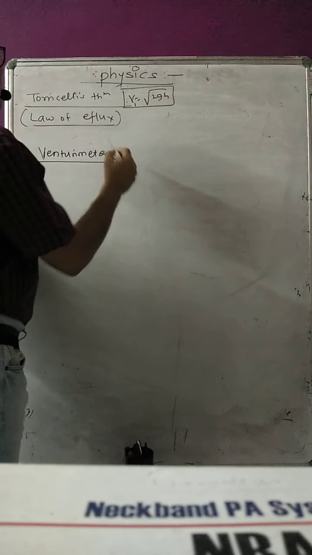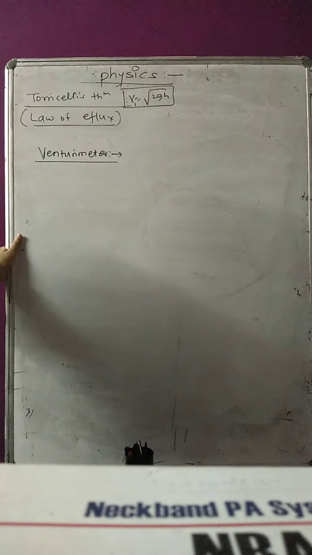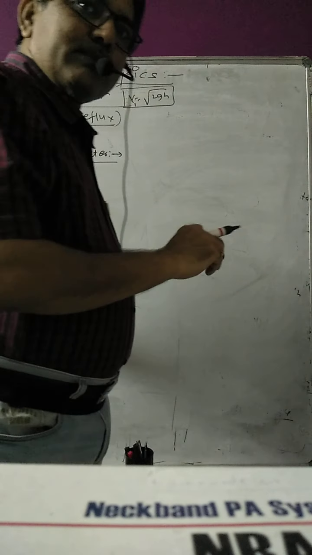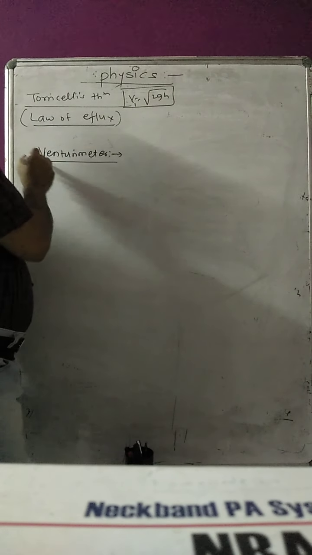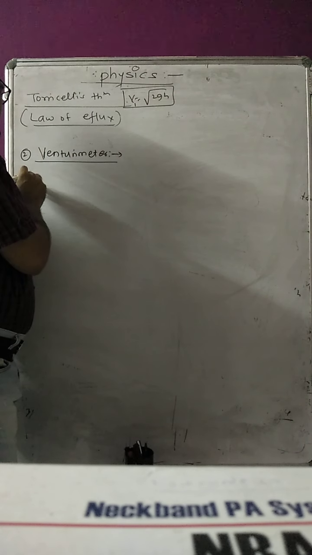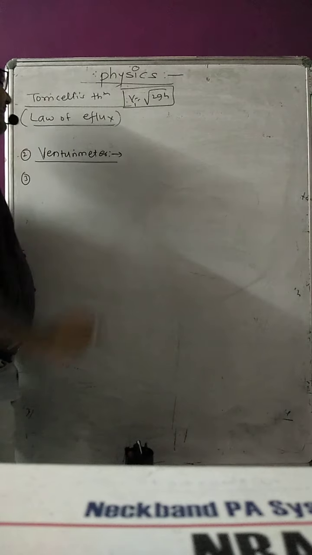Now, what was this venturimeter? A venturimeter is a device in which the speed or velocity of the liquid flowing through a pipe can be calculated, as well as the rate of flow of fluid flowing through that pipe. So that is called the venturimeter. So this is the second application. That also we want to learn in detail.